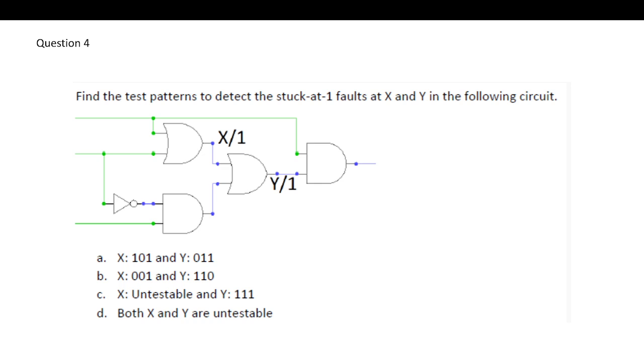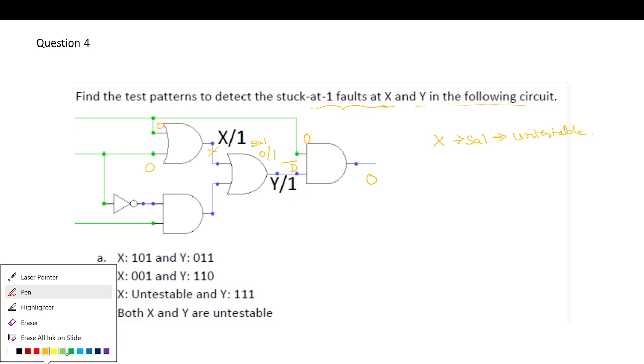Find the test pattern to detect the stuck at one fault at X and Y in the following circuit. So let's consider this is stuck at 1. If this is stuck at 1, the fault C should be 0 and D should be 1. To obtain a 0 in our gate, we need both to be 0, and a 0 will be applied to this AND gate. This will be D bar, which will be masked. Is there any other option we have? No other way to propagate this. So we cannot excite and propagate at the same time. So this fault remains untestable. So X stuck at 1 is untestable.